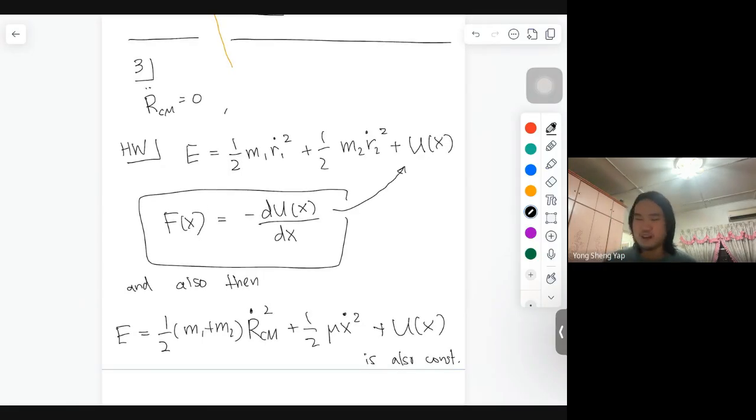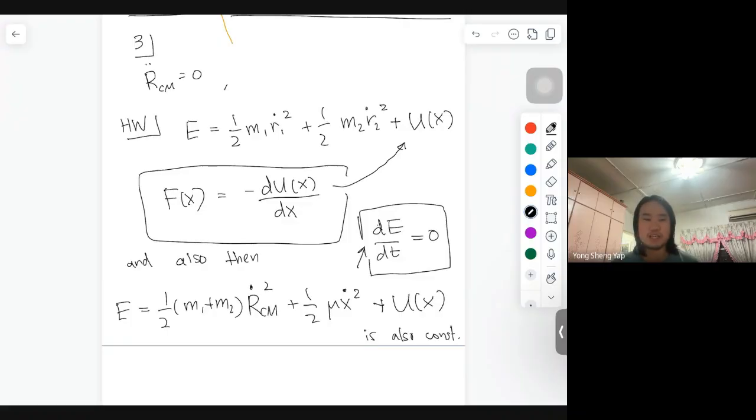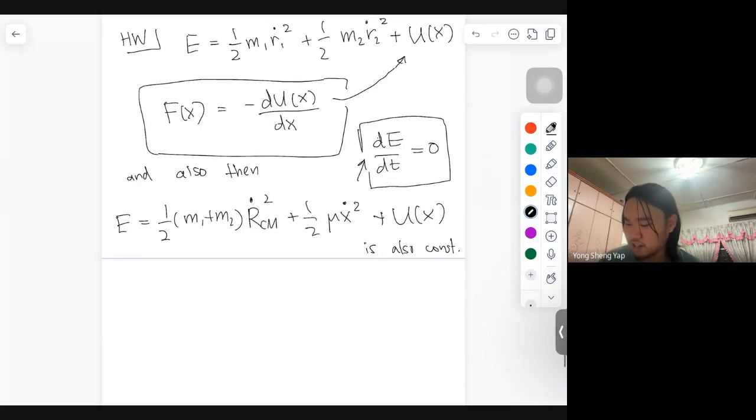So basically what you want to prove is that dE/dt, the rate of change of the energy, is 0. So prove that this is constant by proving that dE/dt is 0. Right. So that's going to be a homework, but this is something I'm just going to put out here, that the total energy is conserved. All right. So these are the three things that are conserved in the system.